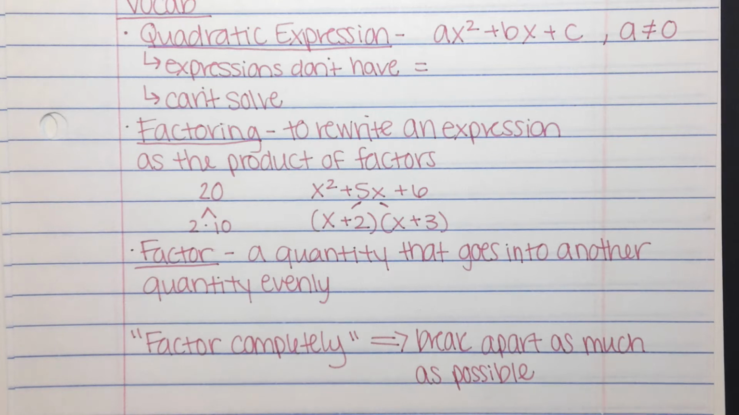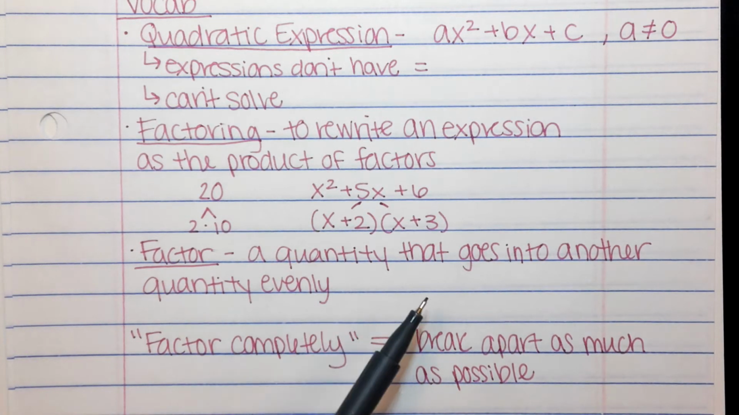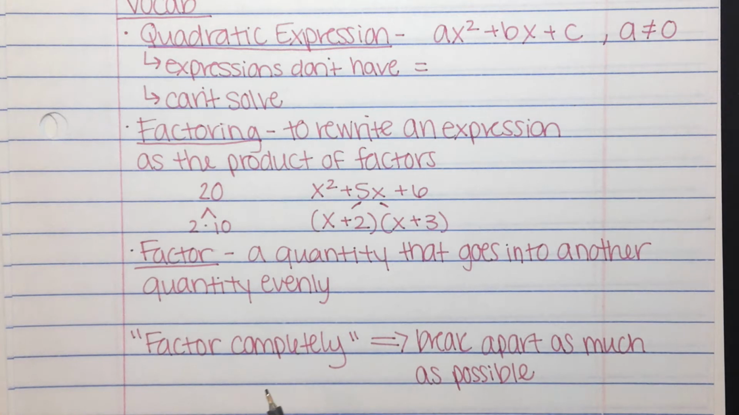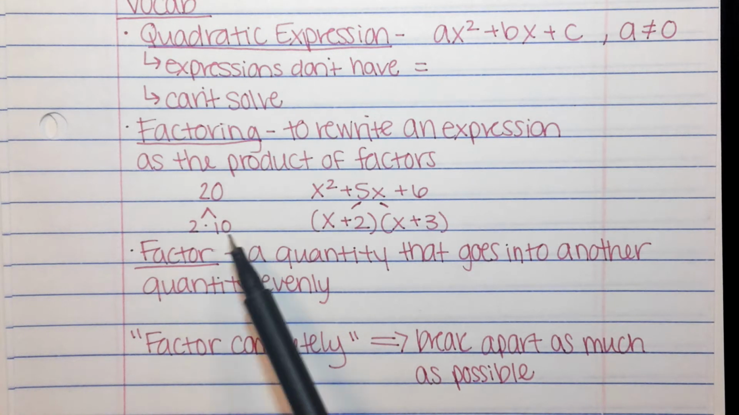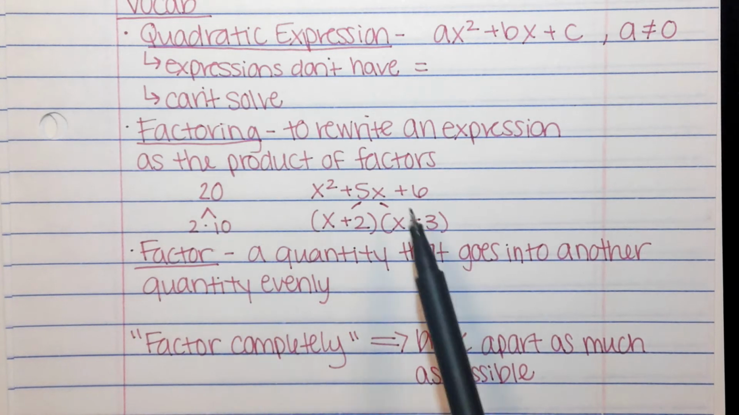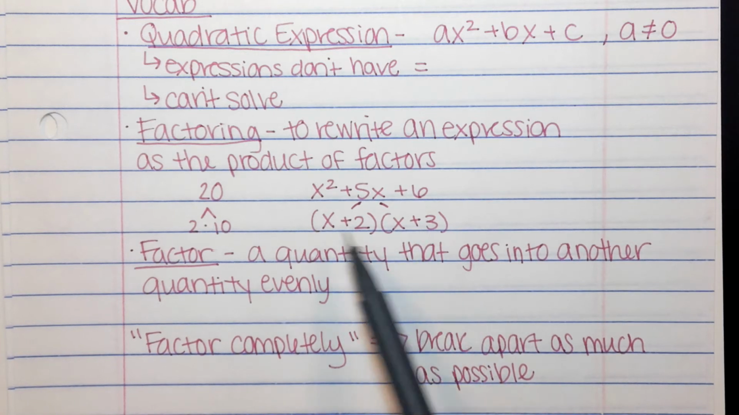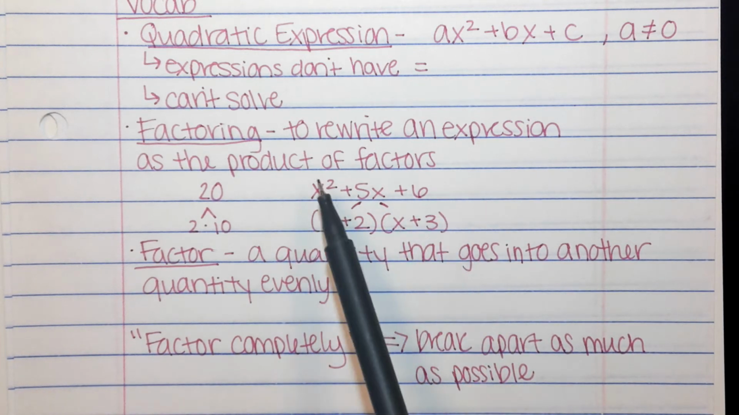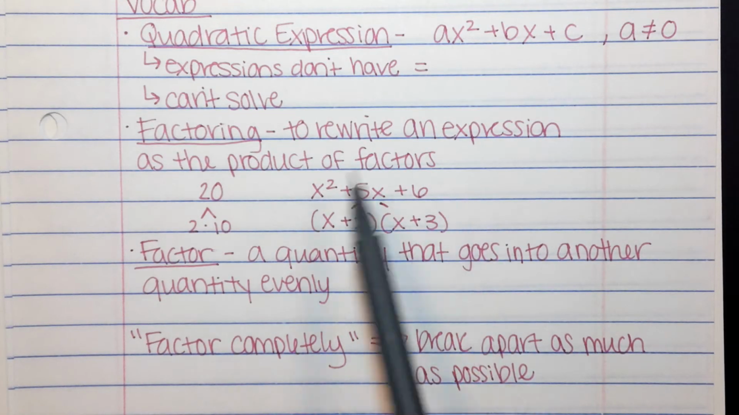Okay, our next definition is factor. A factor is just a quantity that goes into another quantity evenly. Just like we said, 20 can be broken up into 2 and 10. Well, 2 is a factor of 20. 10 is a factor of 20. The same thing here. We can multiply these 2 binomials to get this quadratic expression. So x plus 2 is a factor of this quadratic.